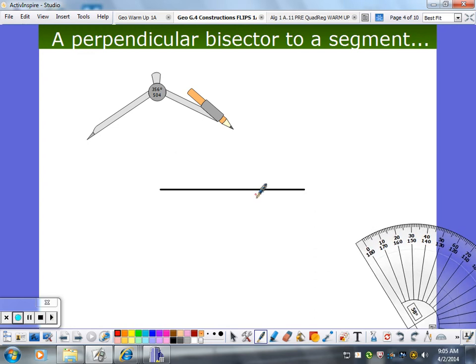A perpendicular bisector to a segment. Now remember what a perpendicular bisector is. First of all, a bisector will make two congruent pieces, right? And perpendicular means straight up and down, a right angle in between.